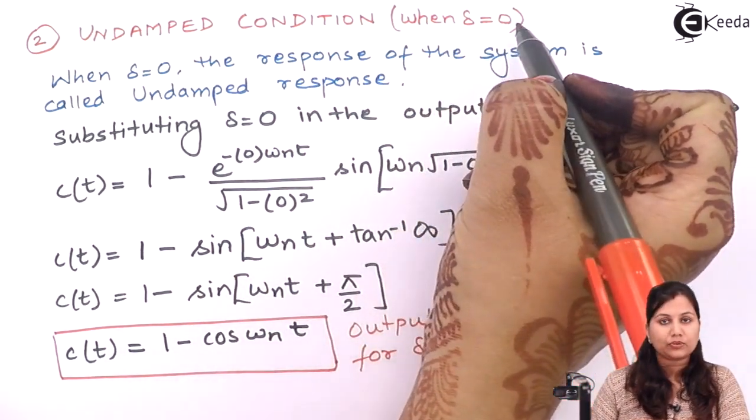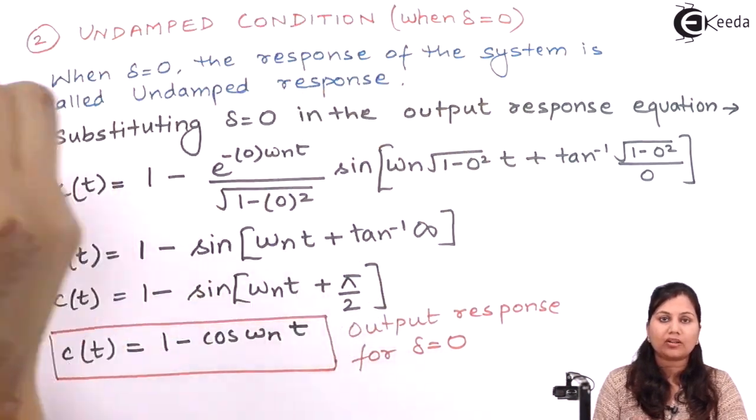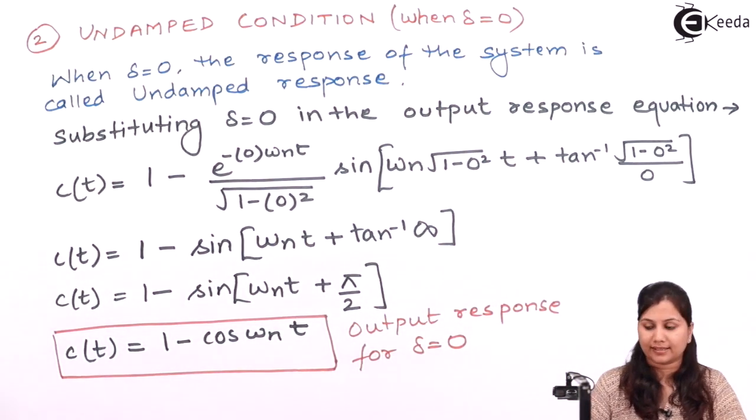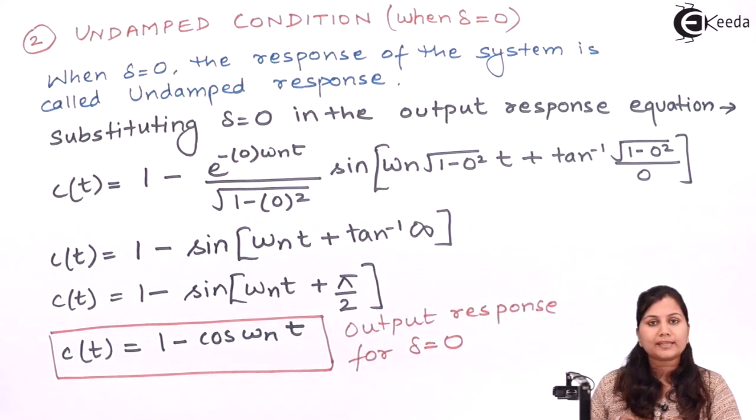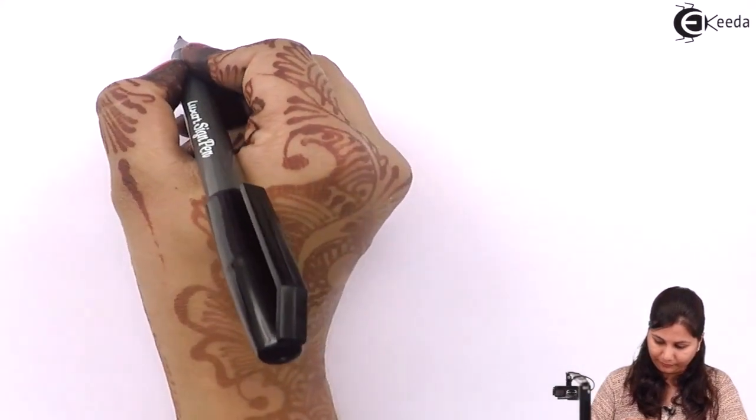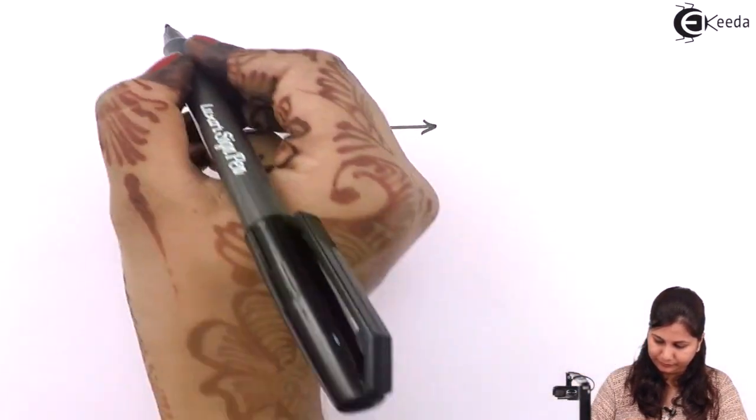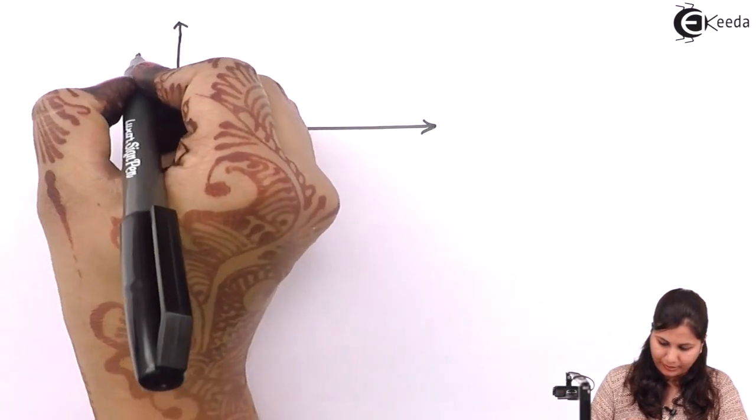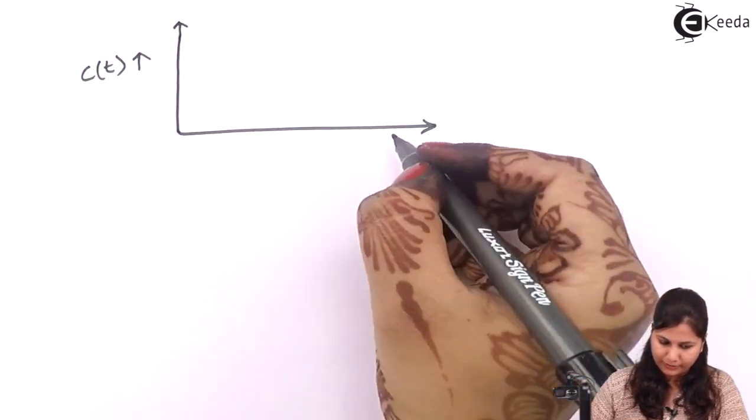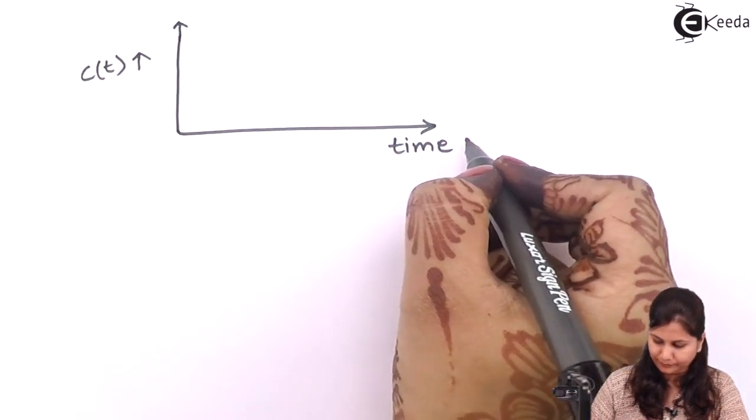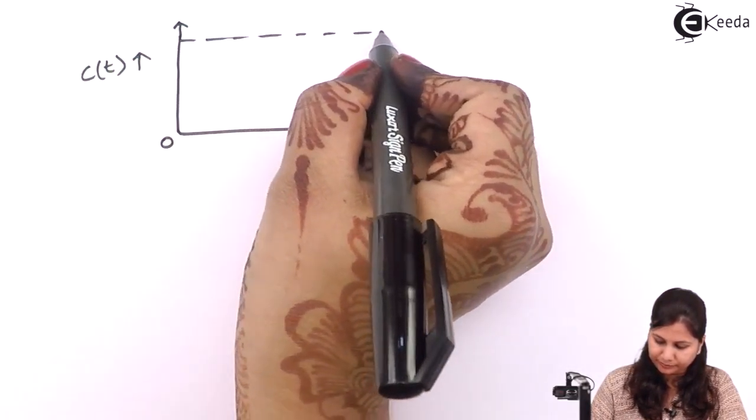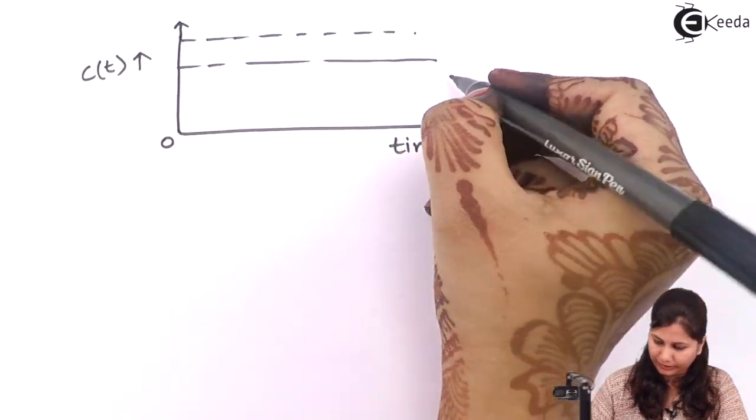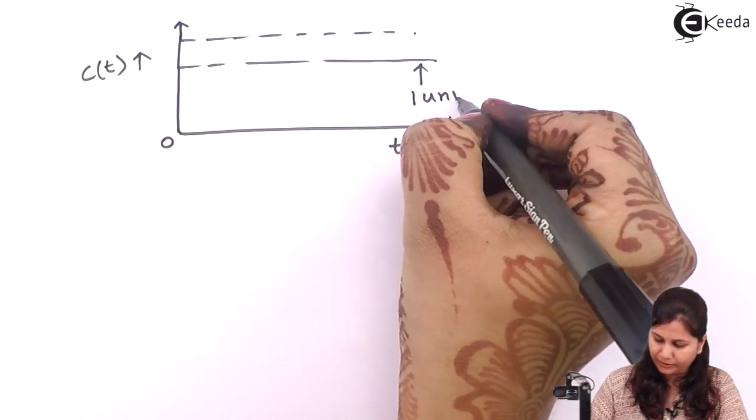For del equal to 0, it is called the undamped condition because the oscillations in the system are undamped. So let us plot this output response. On this axis we will draw our output, and this is time. This is 0. Here we will have the reference line, which is equal to 1 unit.